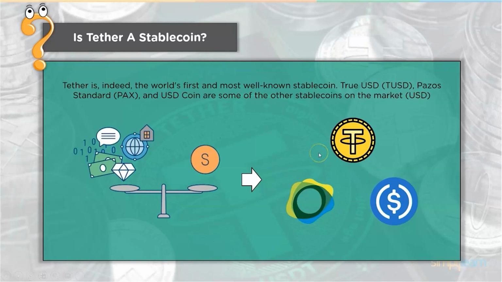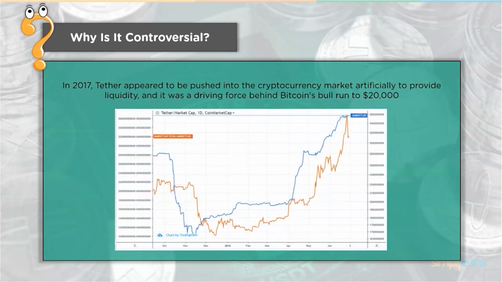So, why is it controversial? Tether originated in 2014 as Realcoin, and the first tokens were released on the Bitcoin network in 2015. It was one of the original cryptocurrencies as well as one of the first stablecoins to be successful. However, as quickly as it gained popularity, it was met with mistrust and controversy, which is understandable given how closely the coin was scrutinized as the first popular stablecoin. Tether was a driving element behind Bitcoin's bull run up to $20,000 in 2017. It appeared that Tether was being artificially injected into the cryptocurrency market to provide liquidity.